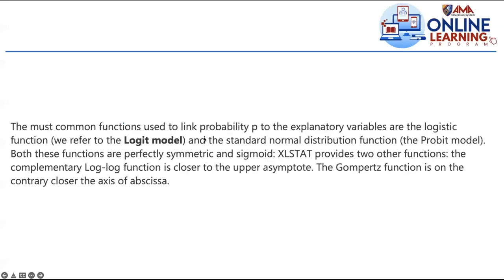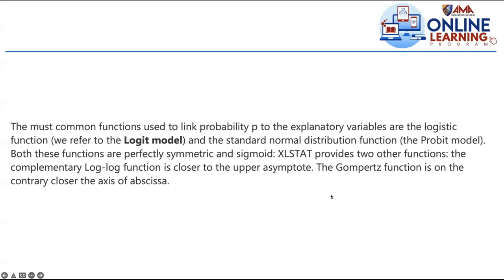Now, the most common functions used to link probability p to the explanatory variables are the logistic function, which we refer to as the logit model, and the standard normal distribution function, the probit model.